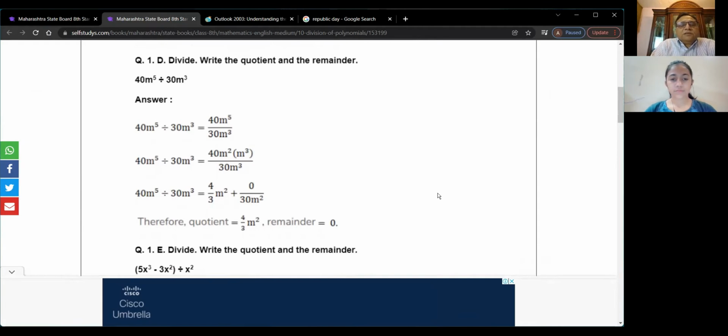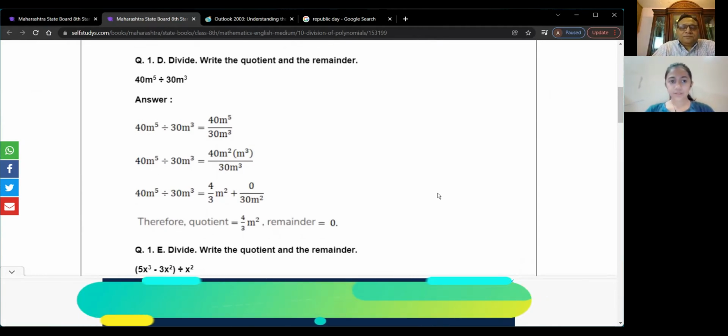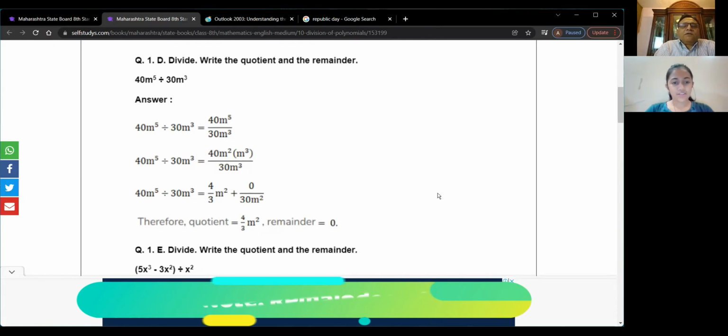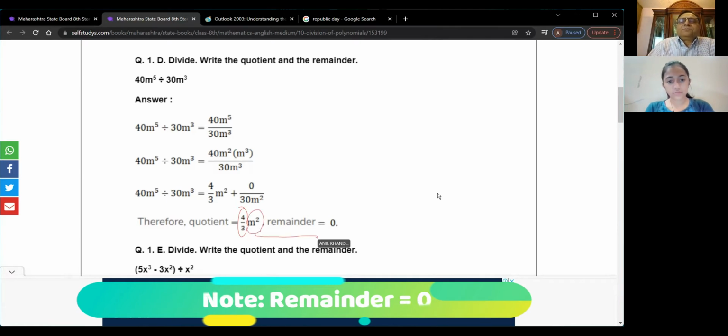Correct. So this is similar to the previous question, correct? You can do it yourself. You can divide 40 by 30 in numbers and you'll get a number which is 4 over 3 in this case. M to the power of 5 divided by m cube will give you m square, right? And so you get this answer. Is this clear to you? Yes. Clear. Okay. Let's go to the next question.